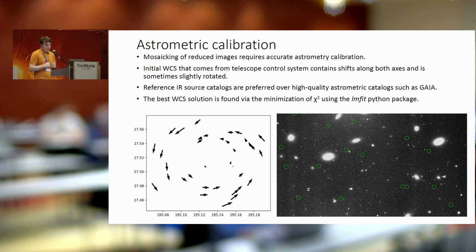for our images. But the initial WCS in reduced images comes from the telescope control system, and it is not accurate at all. It contains shifts and some rotation. And what we did, we did Levenberg-Marquardt minimization for determination of the best values of WCS parameters.